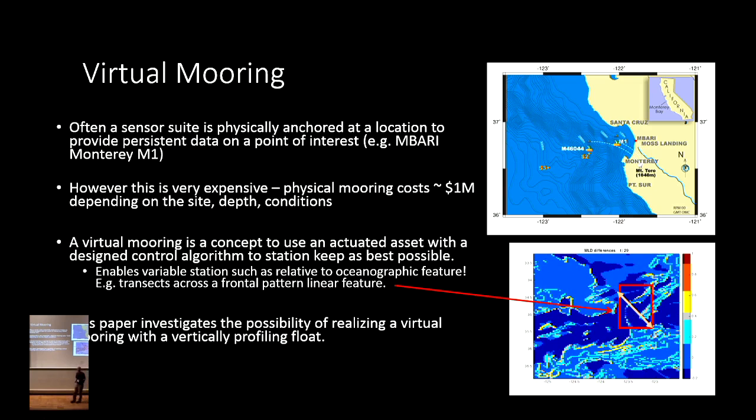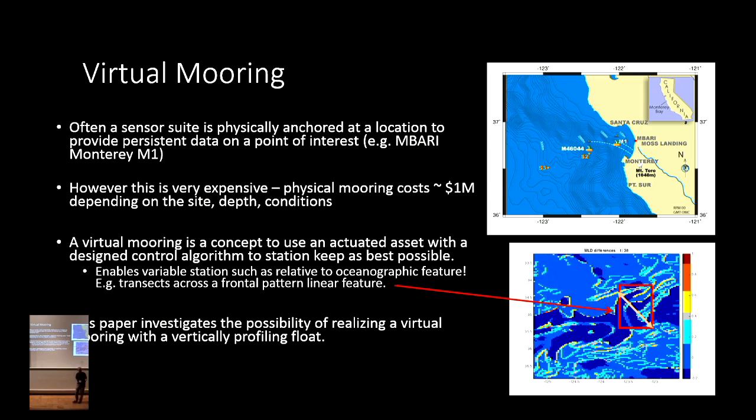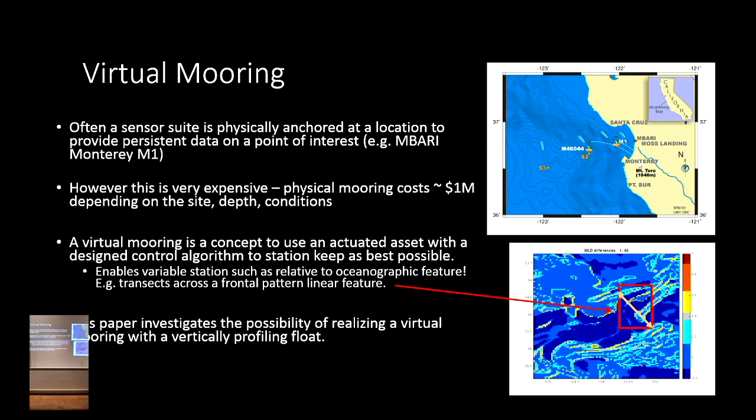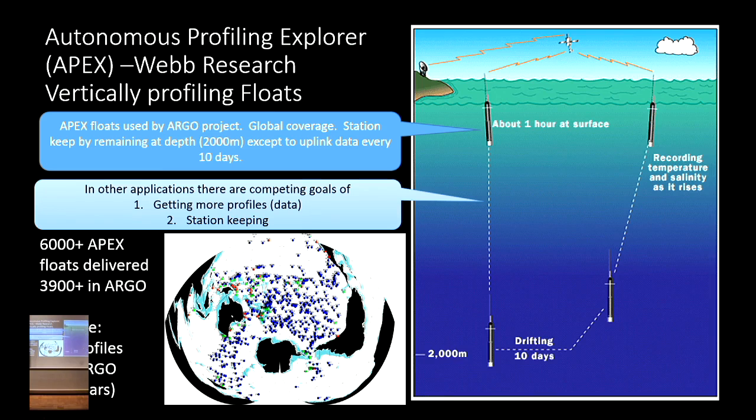Once you have this ability to control your position, you can look for profiles and transects that are not static. Okay? These vertically profiling floats have been used a lot. The most famous is what's called APEX. About 6,000 of these have been built, and most of them have been used in what's called Argo. Argo is run by Scripps, and they've deployed gazillions of these floats all around the world. However, they do not do any smart control. Basically, they rely on the fact that the currents are very slow deep down, so they stay deep down and can roughly station keep, and then once every 10 days they shoot to the surface and back again.